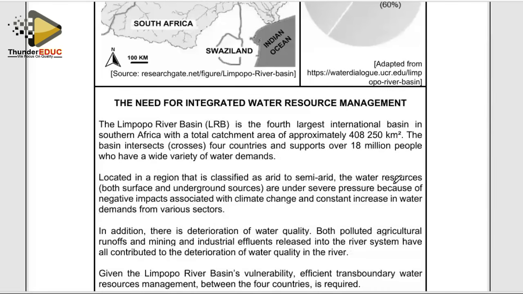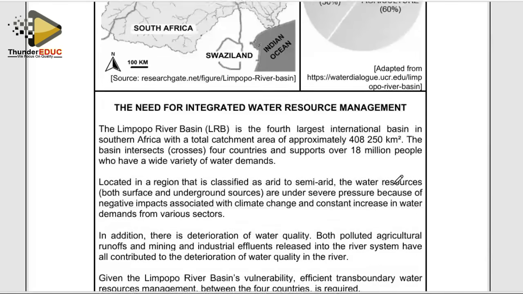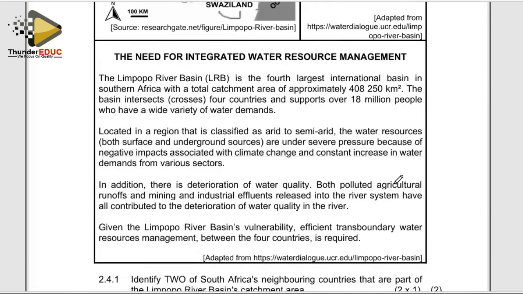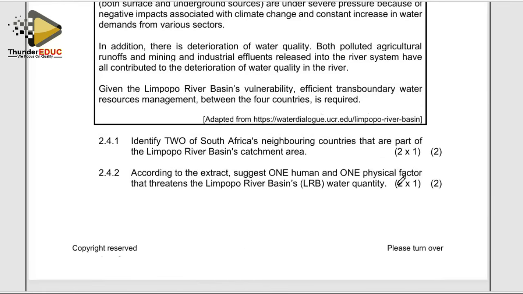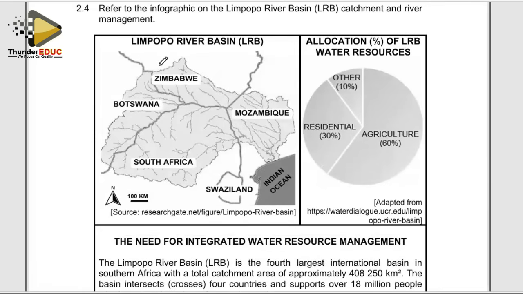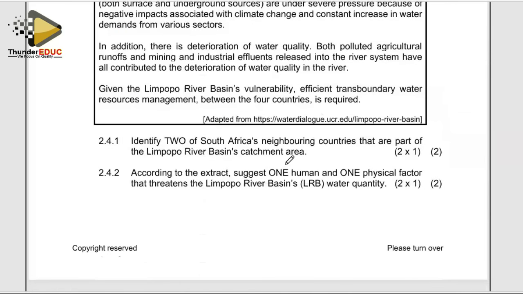We move on to question number 2.4. It's a case study on the need for integrated water resource management. We're not going to go through the text. We're going to answer the questions. Identify two of South Africa's neighboring countries that are part of the Limpopo River Basin catchment area. This one we extracted from the map. There's Zimbabwe, there's Mozambique, and there is Botswana. Those are the indicated three.